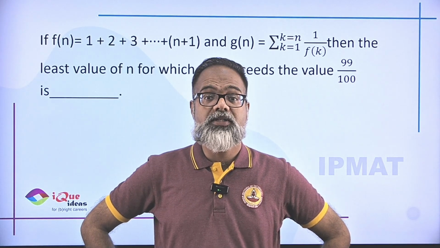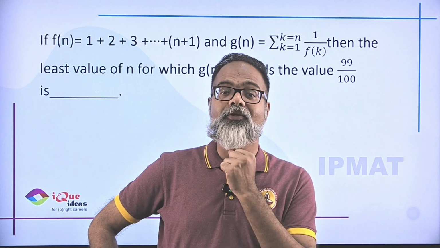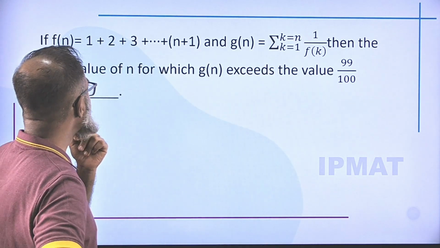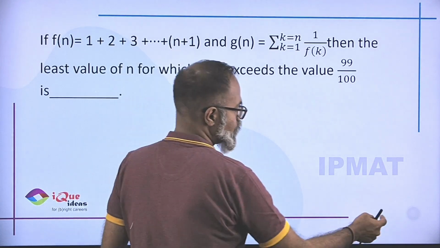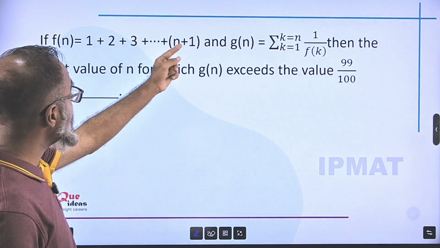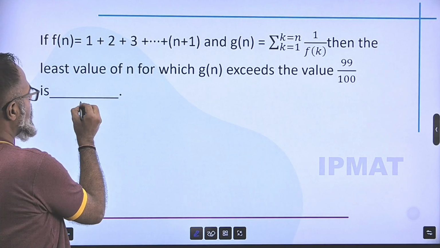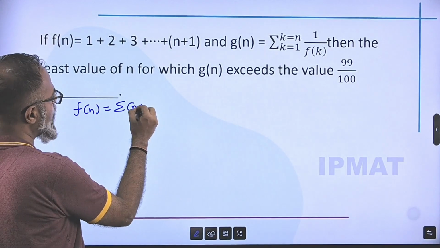Okay, wow, this is a fantastic problem. Long one, but worth solving if you have enough time for it. Function f of n is defined as 1 plus 2 plus 3 plus up to n plus 1. So basically the function f of n is defined as the summation up to n plus 1 terms, right? So function f of n is defined as sigma n plus 1.